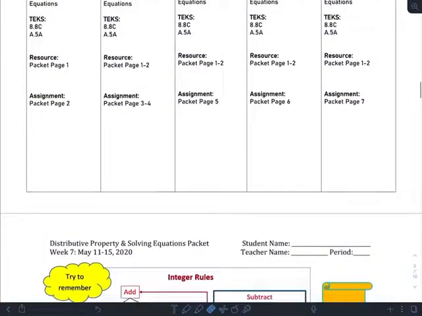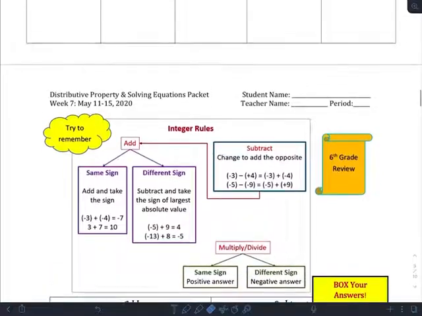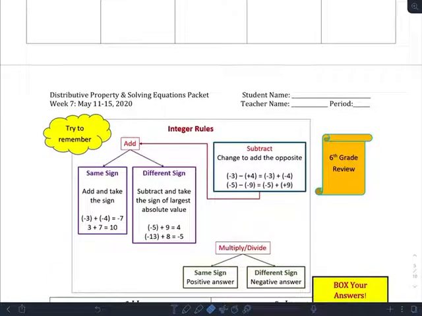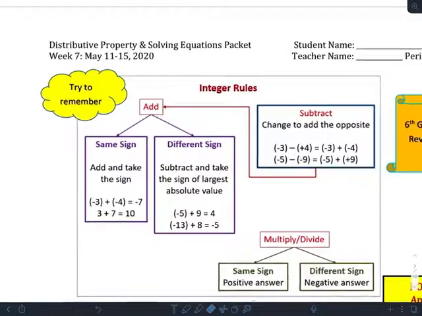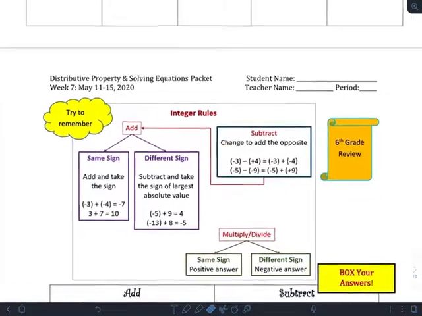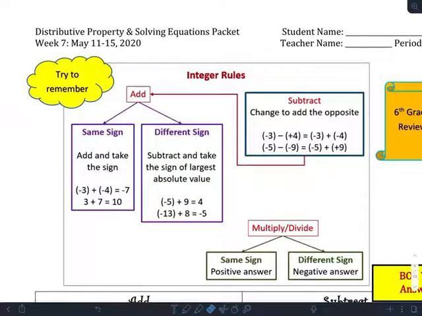But for those of you that are going to work on it still, or regardless, let's go ahead and get into it. This is the distributive property and solving equations packet. A couple of things you need to remember from way back when you were little sixth graders. You guys are going to high school, keep that in mind. But way back in sixth grade, check this out.